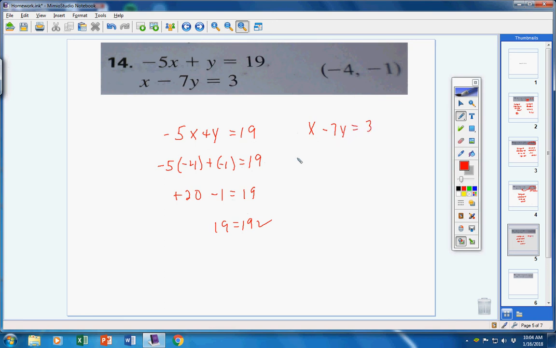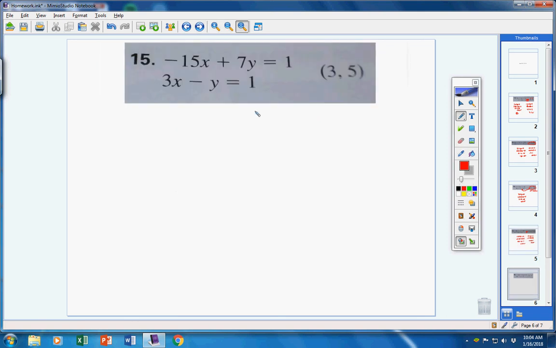And where the x is, I will substitute negative 4. Where the y is, I will substitute negative 1. Negative 4, positive 7, which does give you 3 equals 3. So we're good. So yes, this ordered pair is a solution to this system here. Number 15.